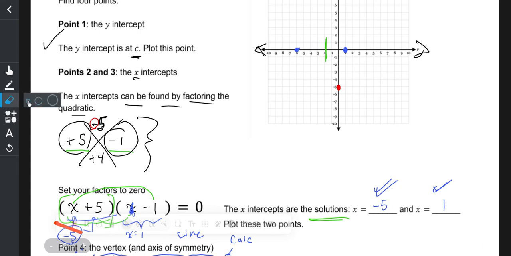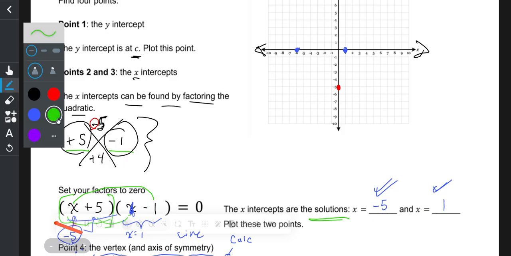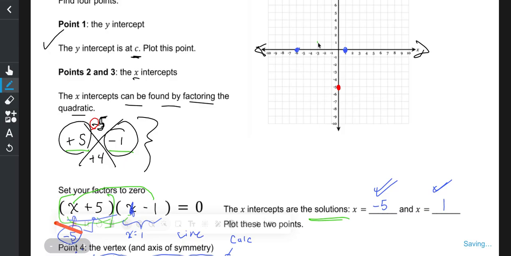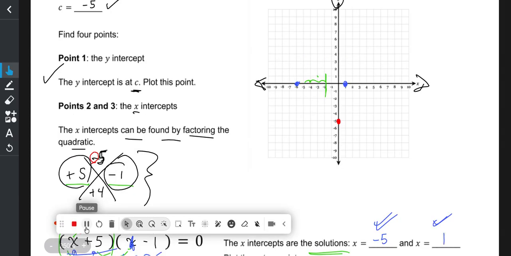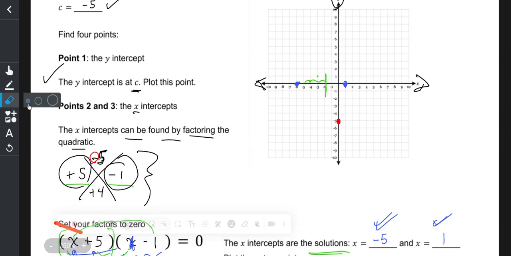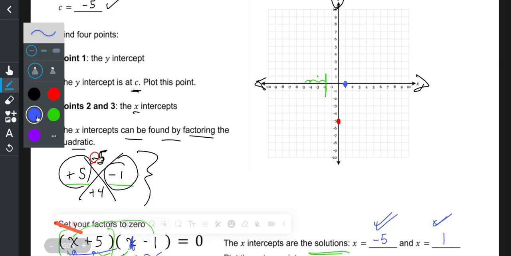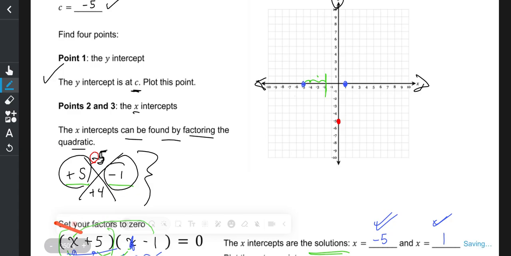And I drew it in the wrong place. That's why it's not -2. Hold on. You know what? My eyes are so bad. I put our point on -6 instead of -5. It's hard to read there. So yes, it is in between -5 and -1. Okay. But again, we've got to plot the vertex.